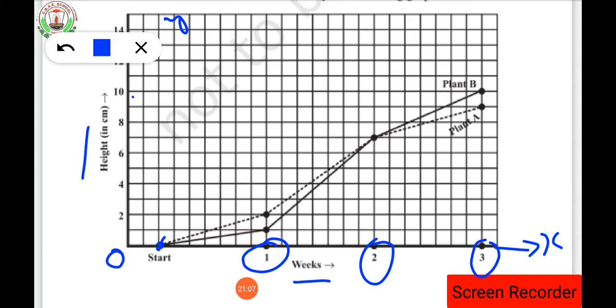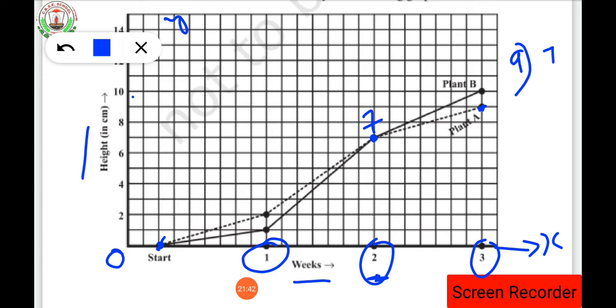So how high was plant A after 2 weeks? After 2 weeks means here we have to see the second week. This one is the second week, isn't it? So in the second week, what was the height? Between 6 and 8. So that is 7, isn't it? Then in the third week, what was the height of plant A? That is 8. Clear?